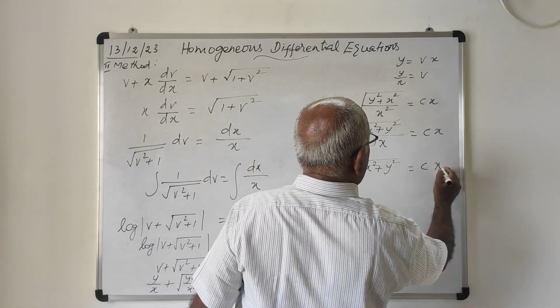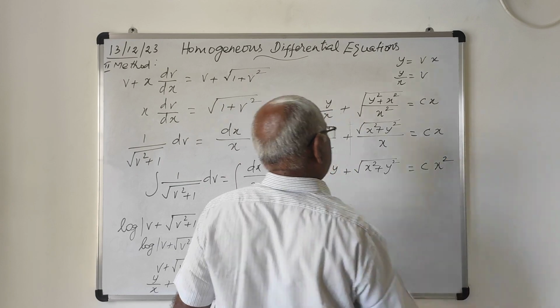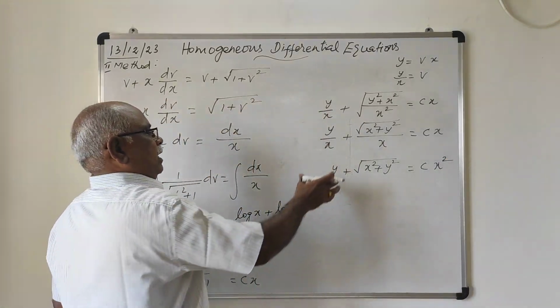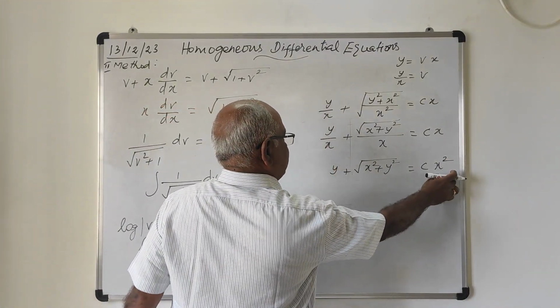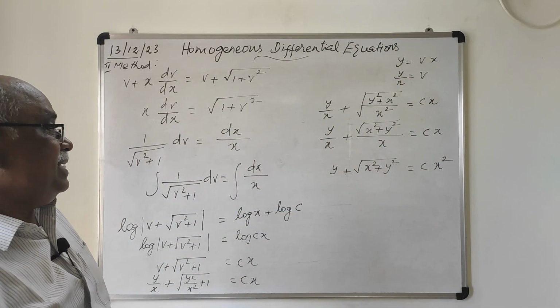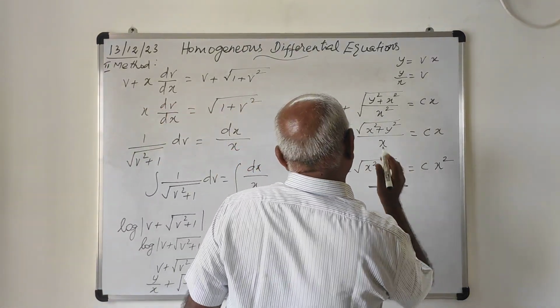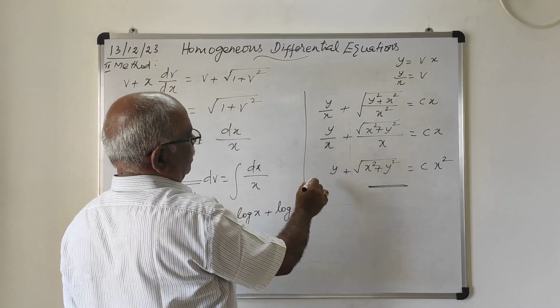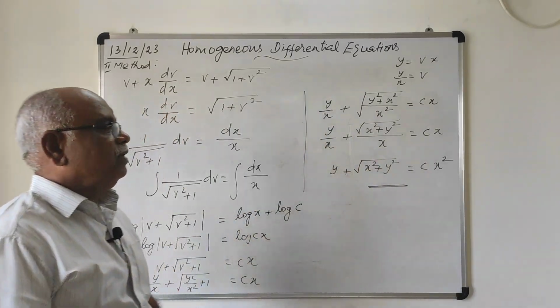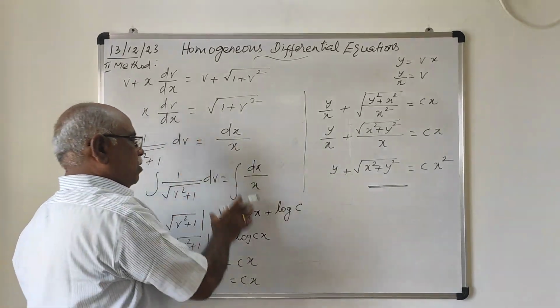If you take the denominator x to the right hand side, it becomes x into x square. The left hand side denominator x goes to the right hand side numerator. Therefore, y plus root of x square plus y square is cx square. So this is the solution for the given differential equation. A homogeneous differential equation can be solved like this.